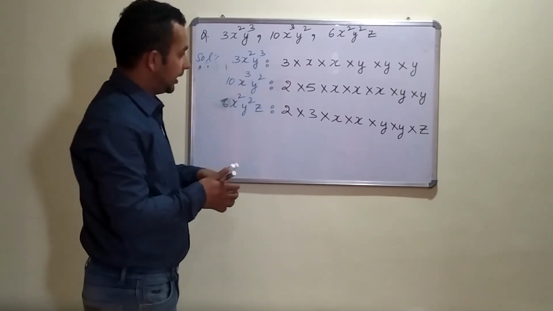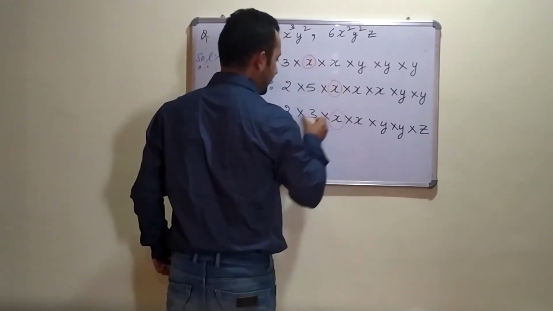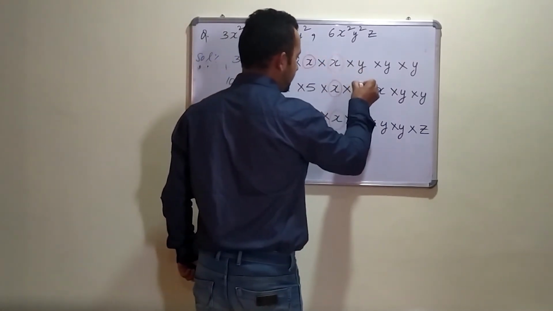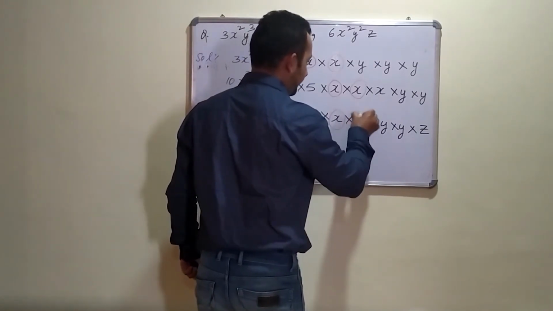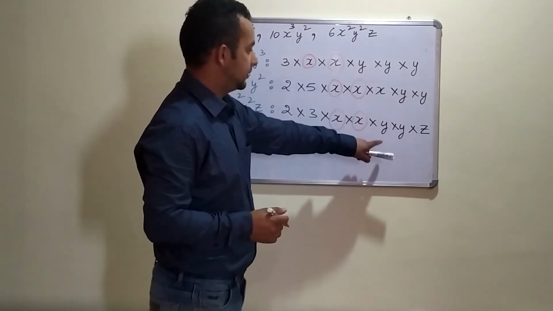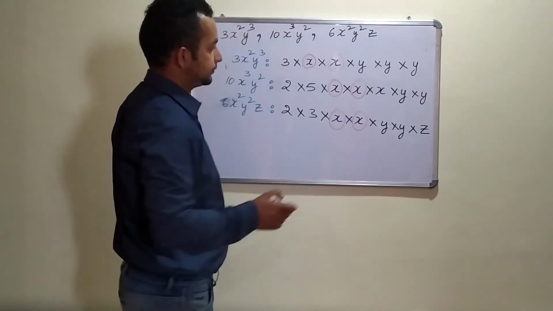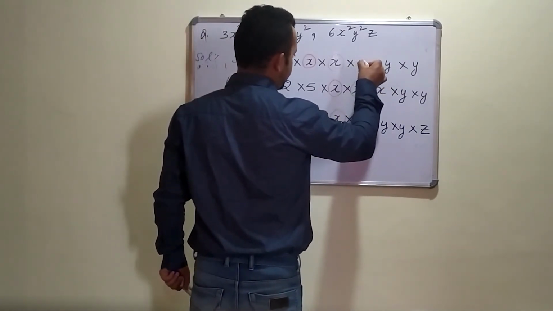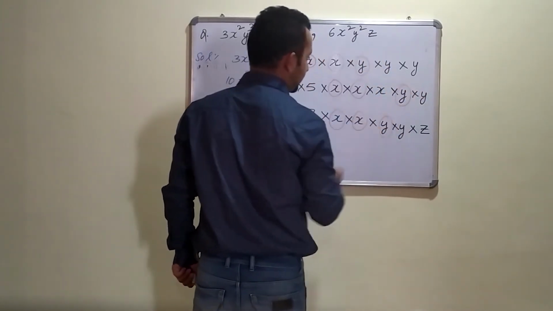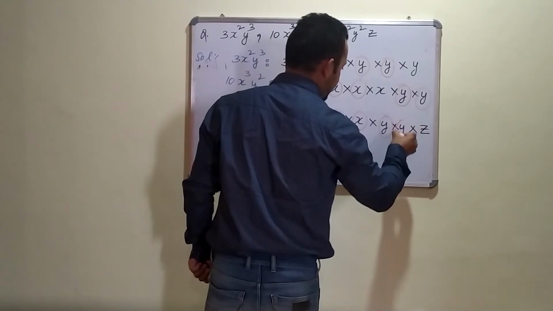Next we have a variable x. So variable x here, a variable x here, and a variable x here. Again we have a variable x in each of them. Next, here you have a variable y, variable y, variable y, and again variable y in each.